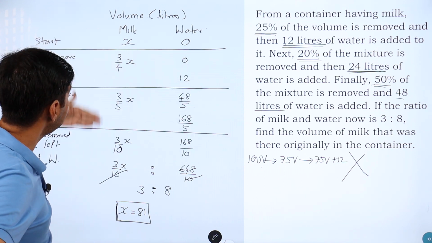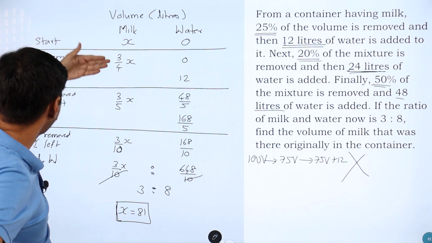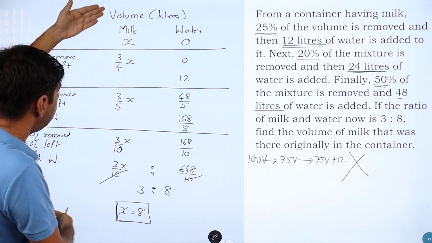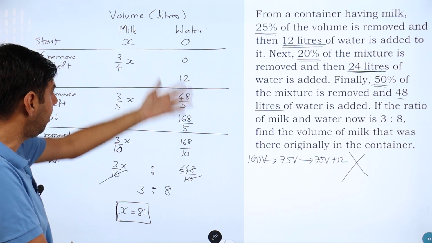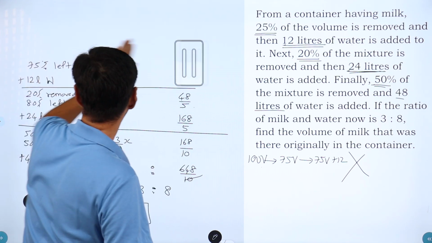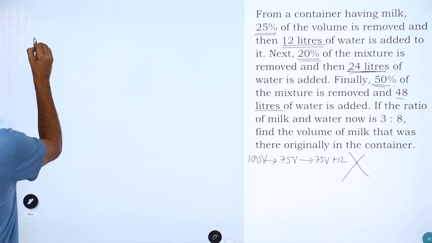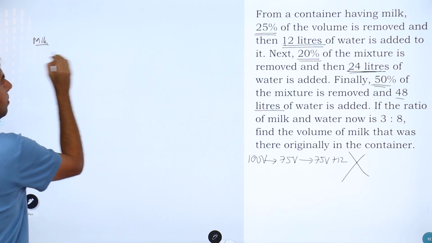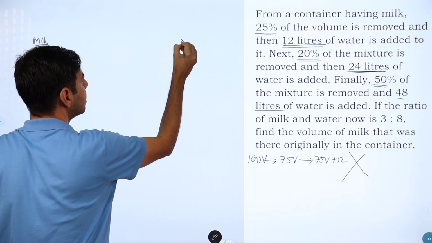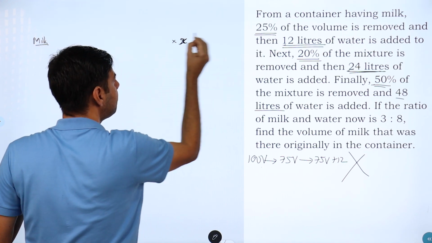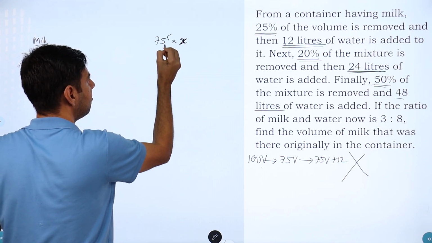See at what step you are doing. You start, then you take 75% left, 80% left and 50% left. Then why do I need such a long way? Why do I spend so much of space? Can I not just finish it off with, oh, let me work on milk liters. Okay, and what is the milk liters? I start with x, and then what remains? 25% is gone, so 75% of it remains.